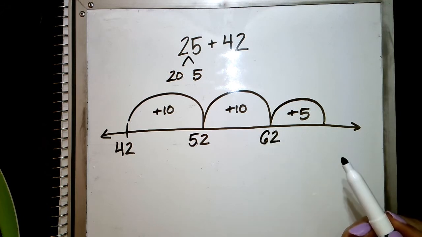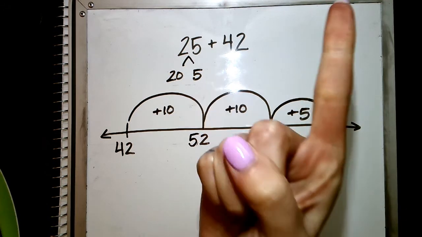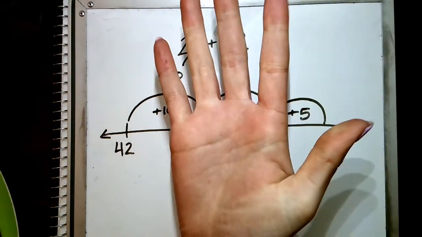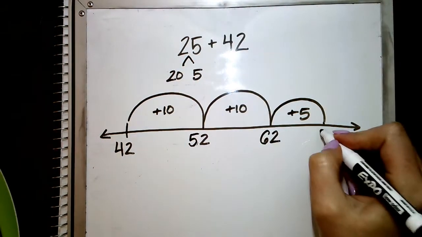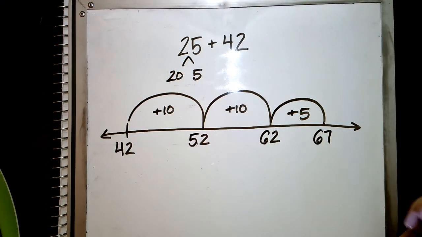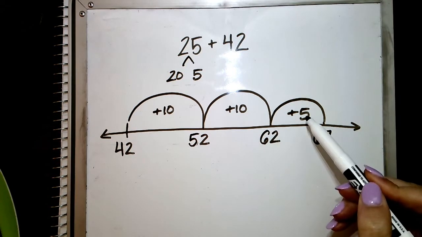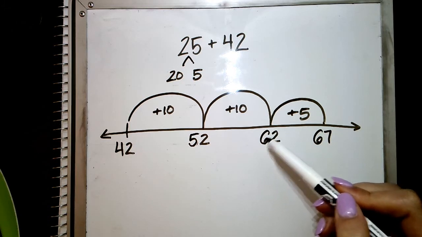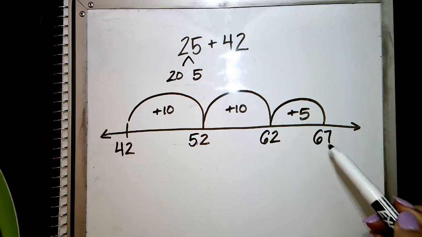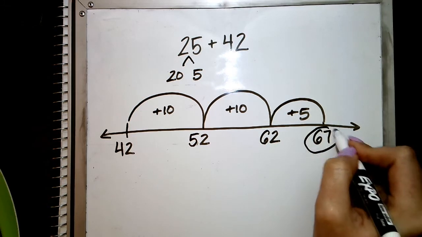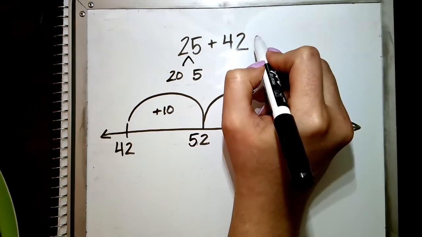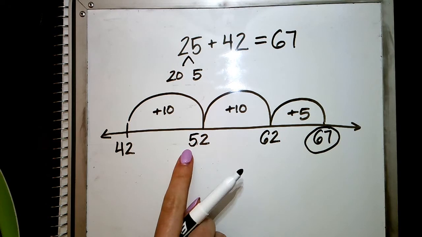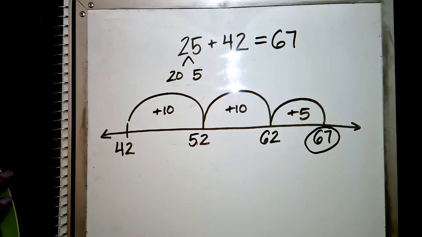So if I get 62 in my head and count up 5 more, 63, 64, 65, 66, 67. So that's 5 more, and I got 67. Or again, if I just add my ones together, 5 plus 2 is 7, and I still have 6 tens. So now I have 6 tens and 7 ones, which is 67. So 25 plus 42 is 67. So that's a review on how we might solve this using the open number line strategy.